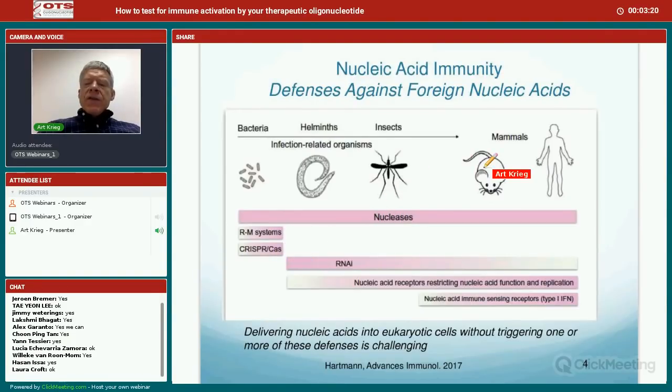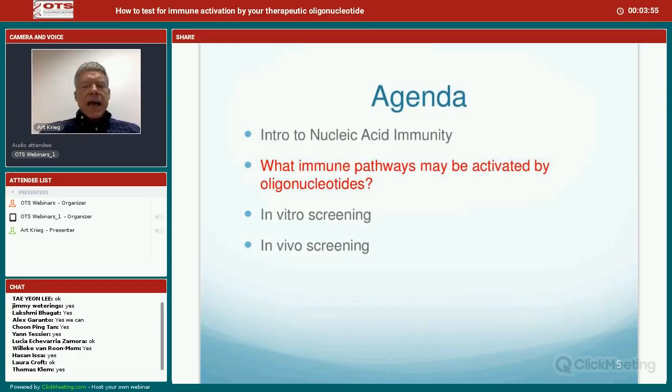And as you go up the evolutionary chain to eukaryotes and to mammals, there are increasingly sophisticated defenses to detect foreign nucleic acids and drive defenses against whatever the pathogen may be that contains nucleic acids. Now, from a therapeutic perspective, the consequence of this is that we are trying to sneak our therapeutic nucleic acids into cells without activating these defensive systems. And that can be very challenging. And so what I want to talk about today is just how some of these different defenses work and how to detect when they may be activated.